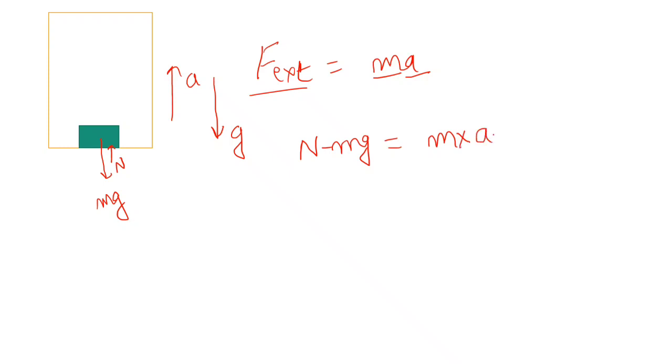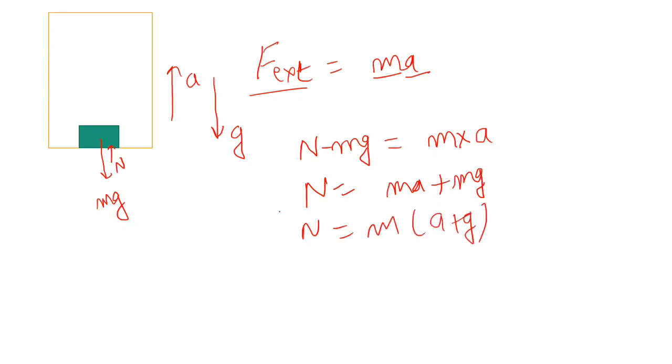On the other side is mass times acceleration, where a is the acceleration of the object. The acceleration of the object is the same as the acceleration of the elevator, as both are moving together. So now N equals ma plus mg. From here, N equals m times (a plus g), taking m as common. This is the normal force on the object in an elevator.